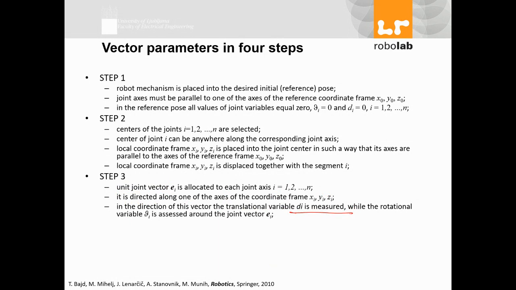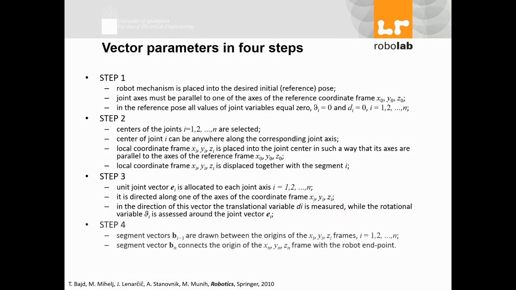How your joint moving. If you have a joint with linear movement, like that, define your E in that direction. With the rotational variable theta is associated, it is assessed around the joint vector E. And if you have rotation in your joint, define E in a way that rotation will be around E. Again, to make it easier to represent your robot model, to run your robot model.